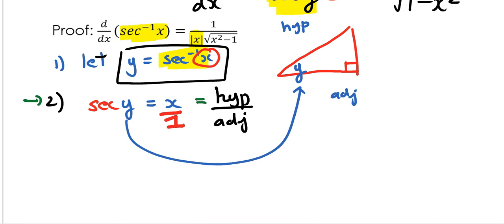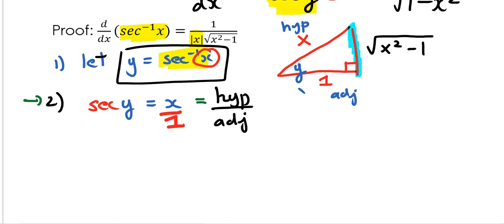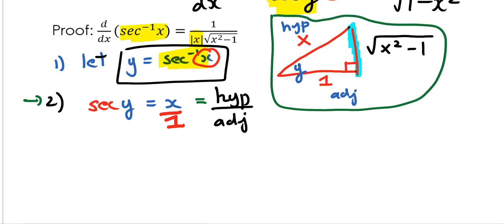If we go ahead and plug in those values here, our triangle will look like this: x, and my adjacent is 1. And if you use your Pythagorean theorem again and find this side right here, using a squared plus b squared equals c squared, this is going to be the square root of x squared minus 1. Okay, so there's my triangle, and I'll be using this triangle to finish off my problem. So let me just put this in a box for now, and I'll go back to this towards the end of the problem.